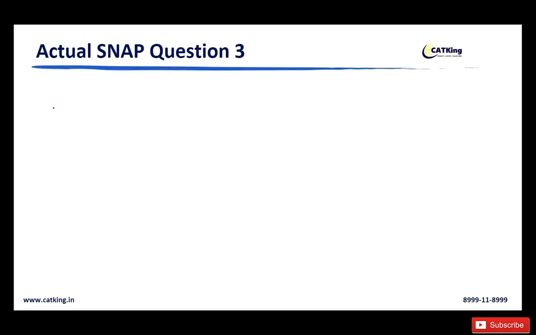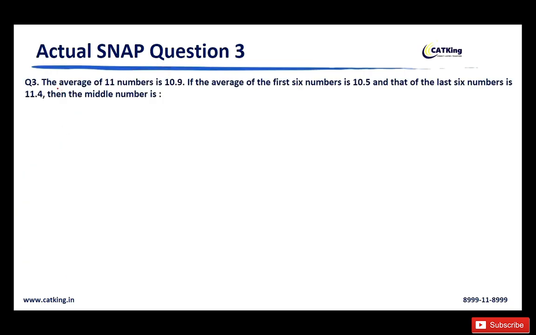So let us move on to the next question. Question number 3, we have the average of 11 numbers is 10.9. If the average of the first 6 numbers is 10.5 and that of the last 6 numbers is 11.4, then the middle number is. So guys, there are 11 numbers.